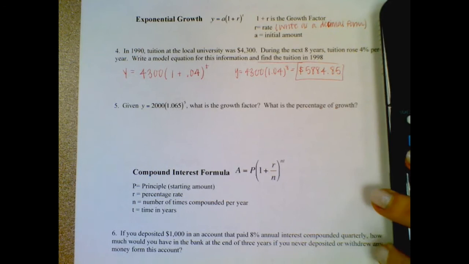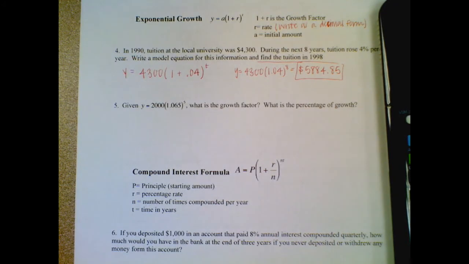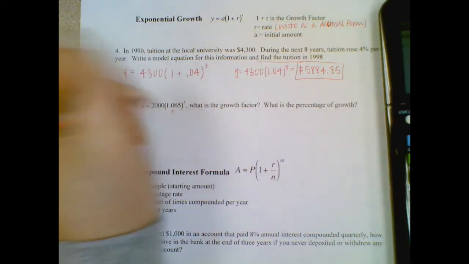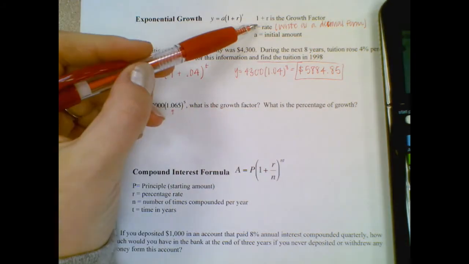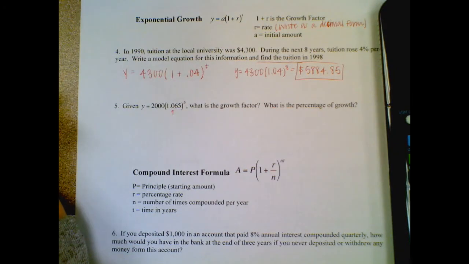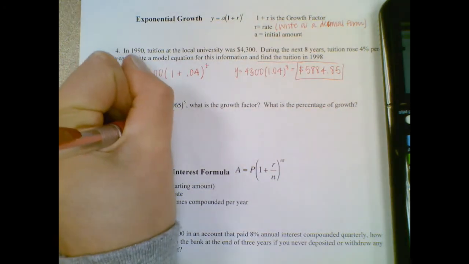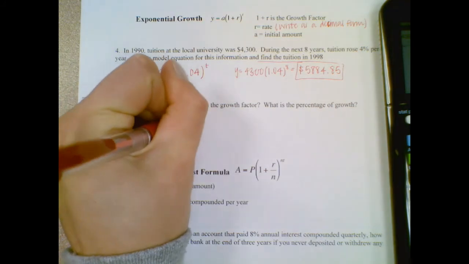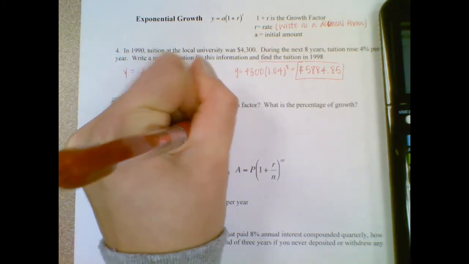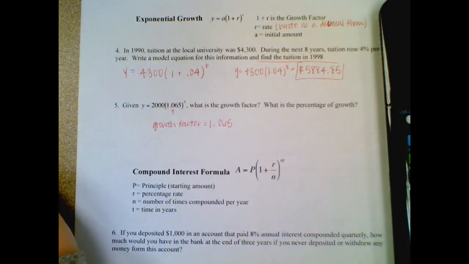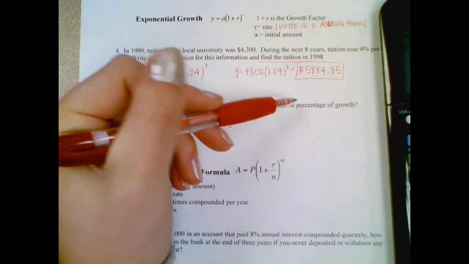Let's do another question. Given y equals 2,000 times 1.065 to the 5th power, what is the growth factor? What is the percentage of the growth? So the growth factor is within here, right? So the growth factor is this 1 plus r part. So growth factor is 1.065. And the percentage of the growth, this is basically asking for r. What is r, right?